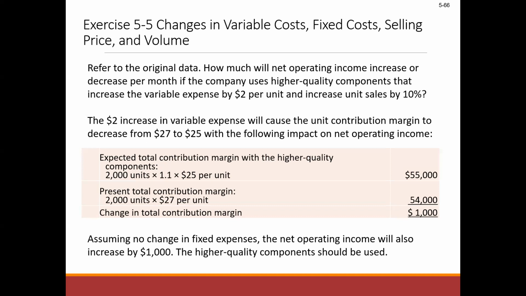So our expected contribution margin with a higher quality, 2,000 units, increase the unit sales by 10%. So we're now selling 110%, 25 bucks per unit means our contribution margin will be 55,000 versus the way it was at 54,000. So in this case, maybe it's worth it. In this case, the operating income would go up $1,000.